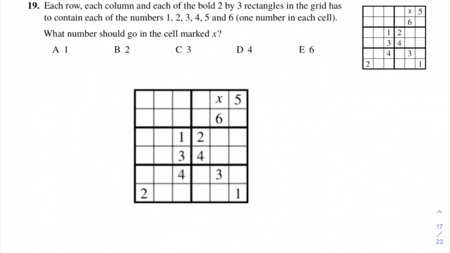Question 19 says each row, each column, and each of the bold 2x3 rectangles in the grid has to contain each of the numbers 1, 2, 3, 4, 5, and 6.